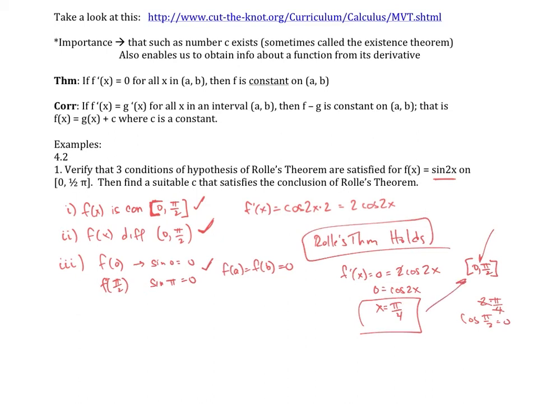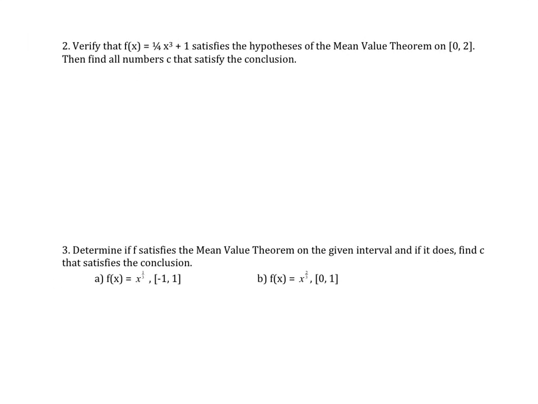All right, let's move on to the next example, and I believe it's on the next page. So let's take a look at this. Let's enlarge this and see what we got. It says verify that f of x equals 1/4 x cubed plus 1 satisfies the mean value theorem. This time it's MVT on this interval from 0 to 2. Then find all numbers c that satisfy the conclusion.